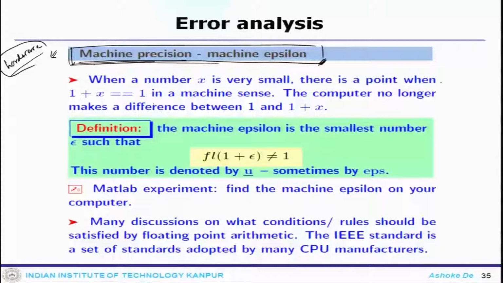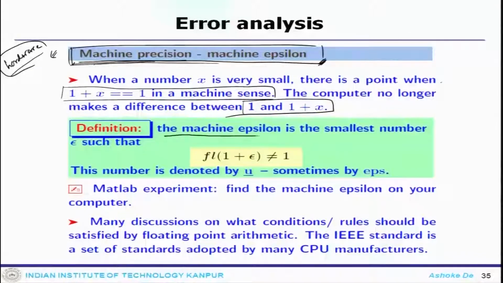Now, when a number x is very small, there is a point when 1 plus x equals 1 in a machine sense. The computer no longer makes a difference between 1 and 1 plus x; that is where the machine precision comes in. In a nutshell, if I put it in a mathematical expression, the machine epsilon is the smallest number epsilon such that floating point of 1 plus epsilon is not equal to 1. This number is denoted by u, or sometimes epsilon.